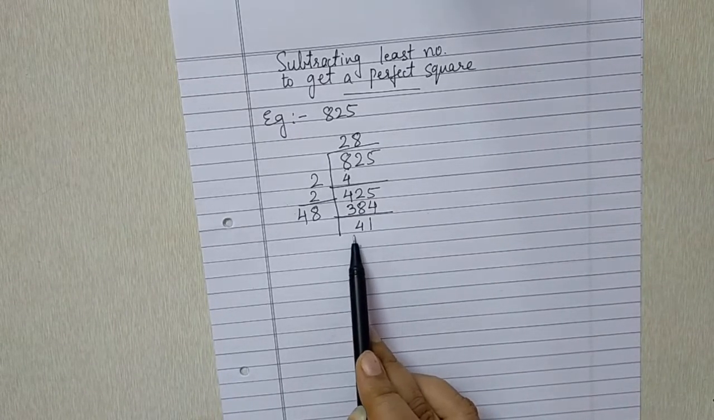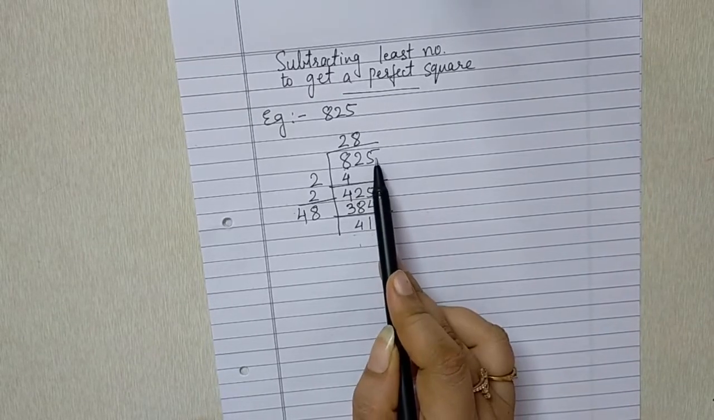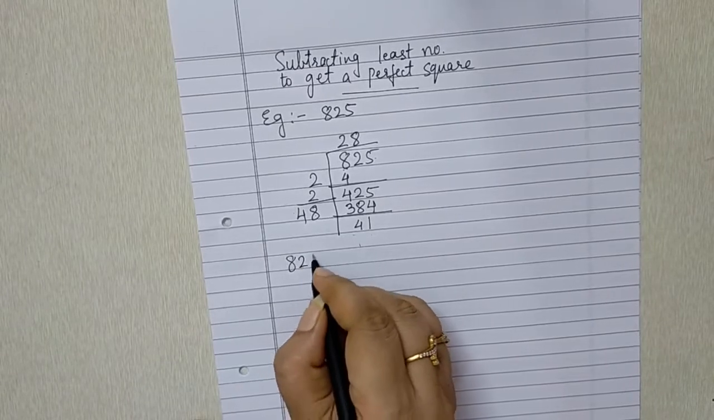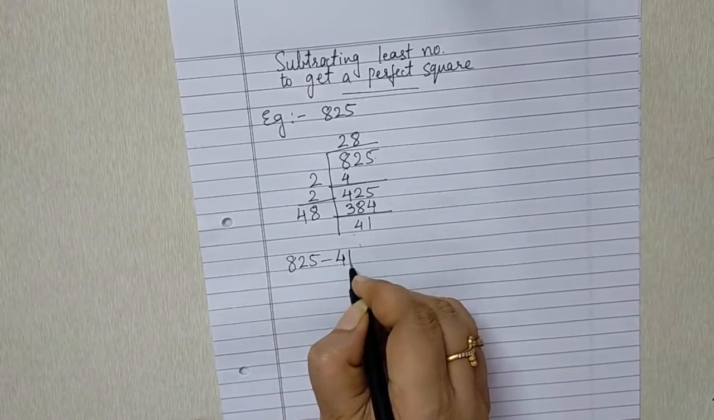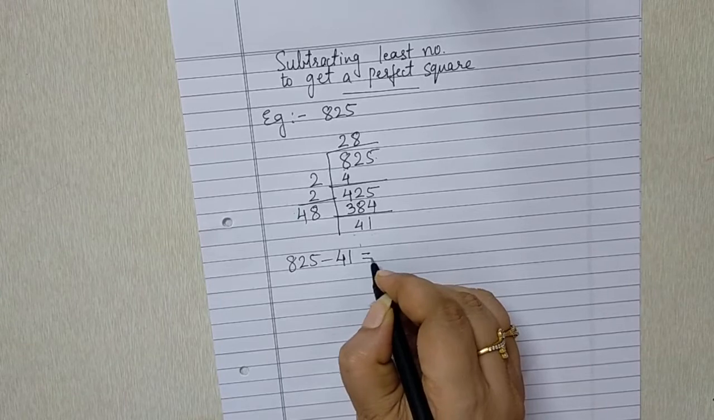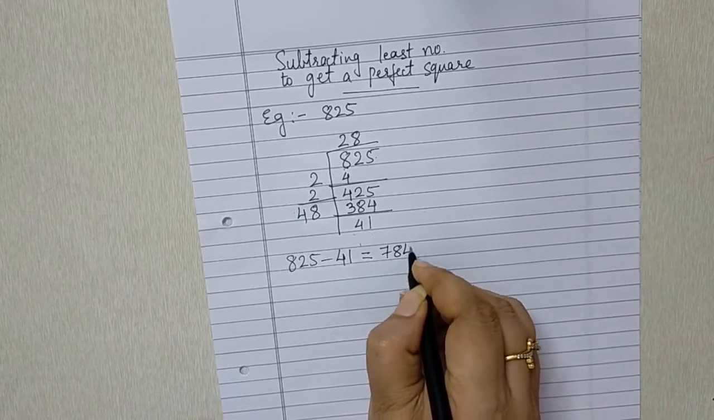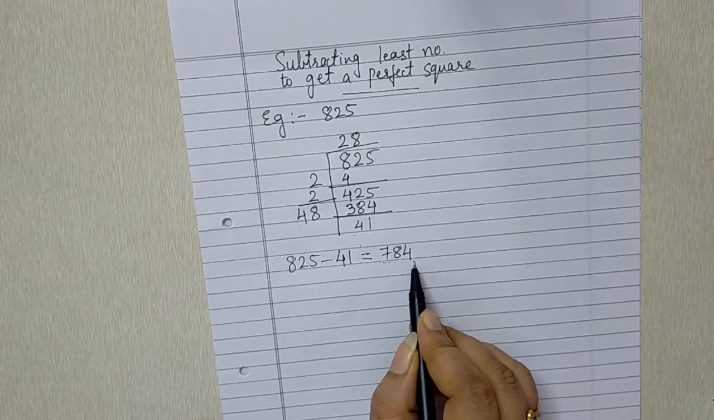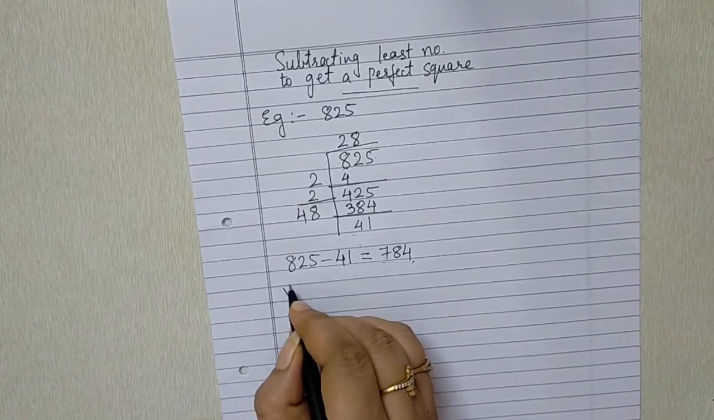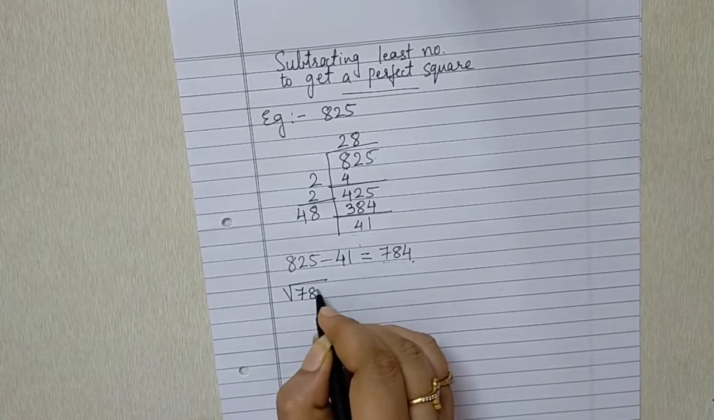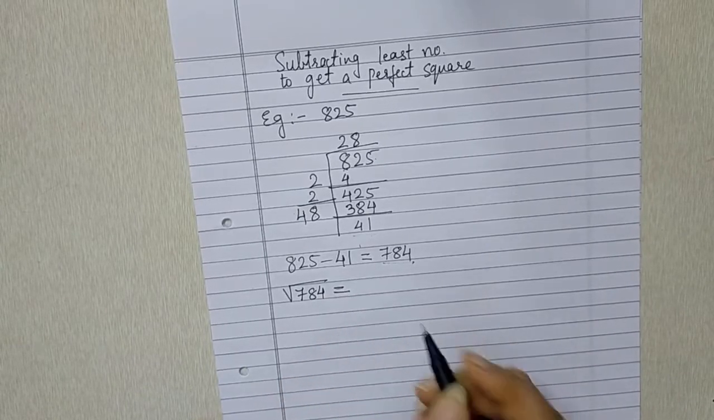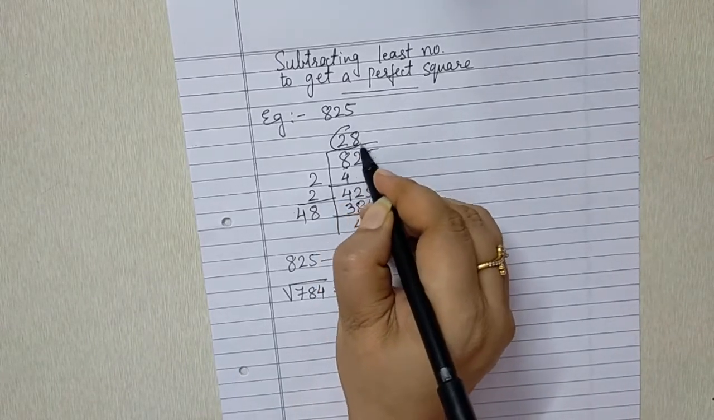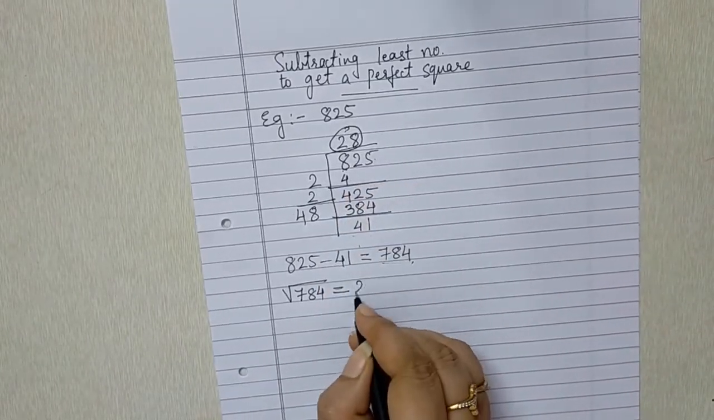Right, so if we subtract 41 from our question, that is 825, we get a perfect square number. So 825 minus 41, it is 784. So 784 is the required perfect square number. Now we have to find the square root of 784 also. So what will be the square root? It will be our quotient, that is 28.